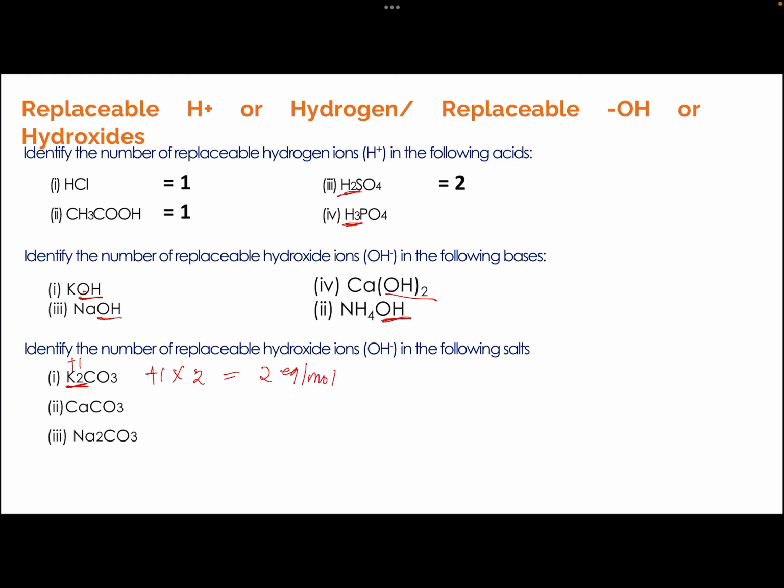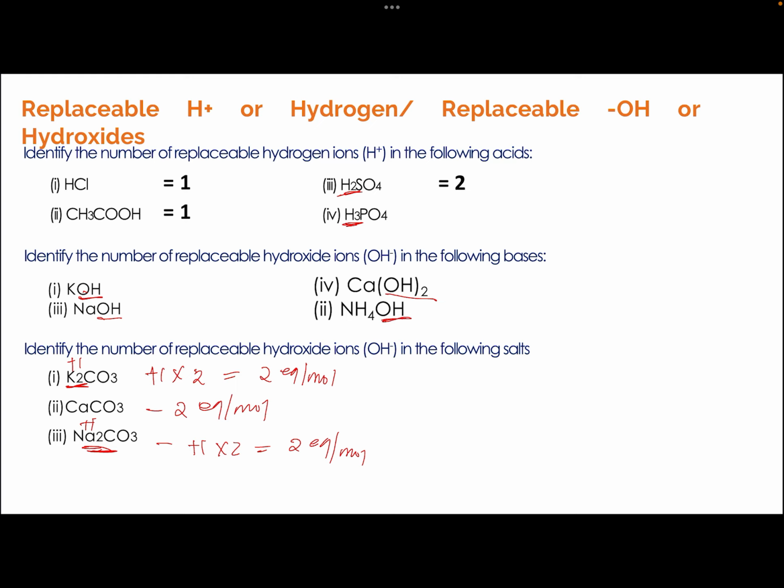And then for calcium, this is directly 2 equivalents per mole. And then for sodium, sodium again is positive 1. However, in sodium carbonate there are two sodium. So positive 1 times 2 equals 2 equivalents per mole.